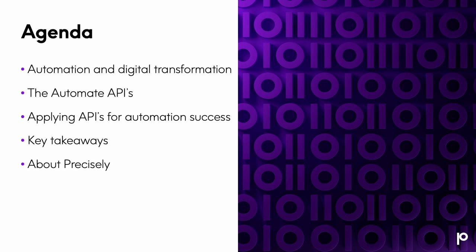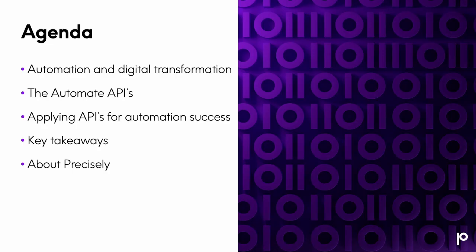All right, so let's get started and let's talk a little bit more about API automation. So specifically today, what are we going to talk about? We're going to talk about automation and digital transformation. What is the relationship between those two, and why has automation come to the forefront of digital transformation recently? We're going to talk about the Automate platform and specifically the Automate APIs.